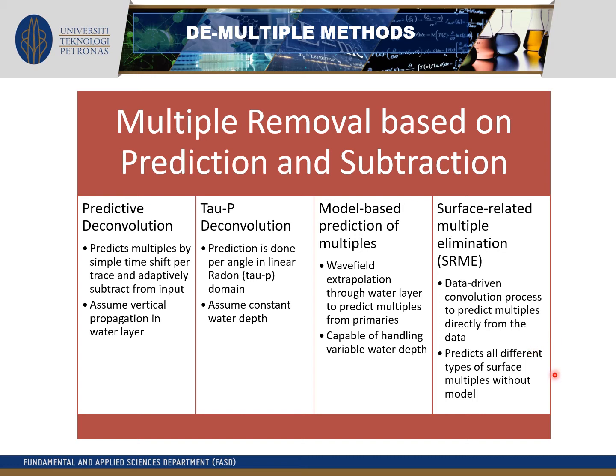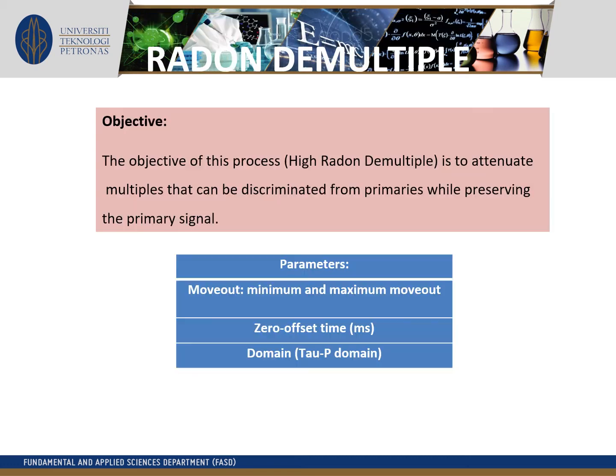This automated technique predicts all different types of surface multiples without the model. So this is more of an automation technique, which is the newest and the most updated technology.